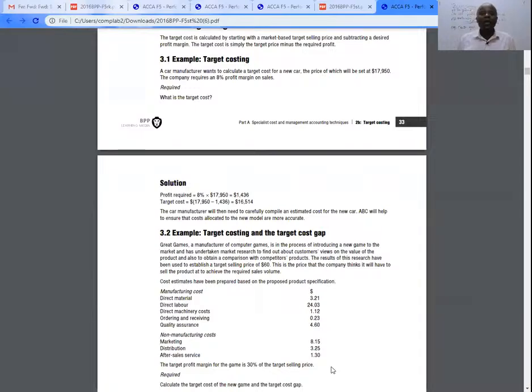Like now, advanced MA, is it possible to get an exam of advanced MA where you do not have variances? No, variances have got to be there. Variances have to be there.